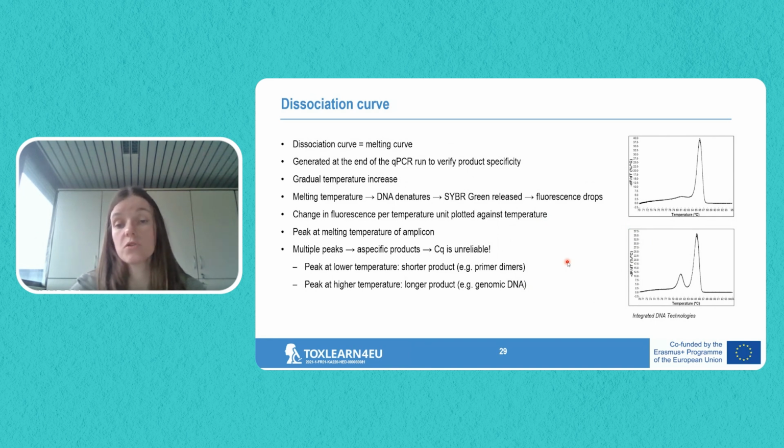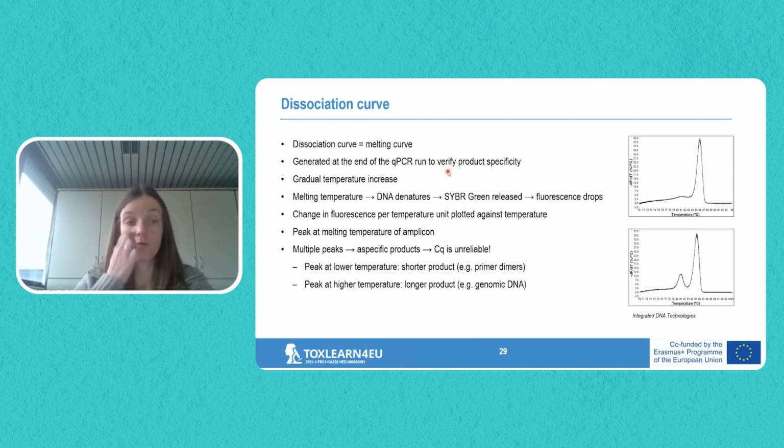But in that case, of course, your data will be unreliable, because you're no longer just measuring the expression of your gene of interest, but you're also monitoring how many primer dimers are formed, for example. So when working with SYBR Green, it's very important that at the end of the amplification stage of the qPCR reaction, you also generate a so-called dissociation curve, or also called a melting curve.